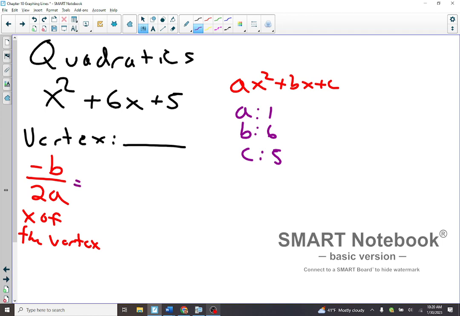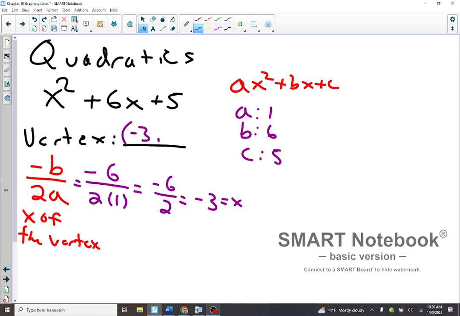So all the red is things you need to know in your head. Purple is the work I'm actually doing. You will show that on your work, basically. So I'm going to do negative 6 over 2 times 1. So negative 6 over 2 is negative 3. That is the x value of my vertex. So I found the x of the vertex, which is negative 3. I found the first part of it.